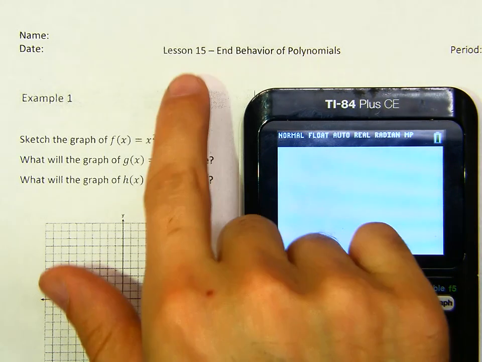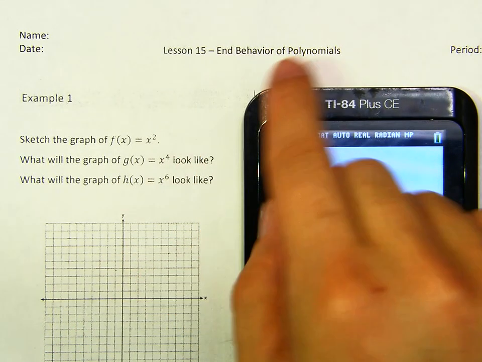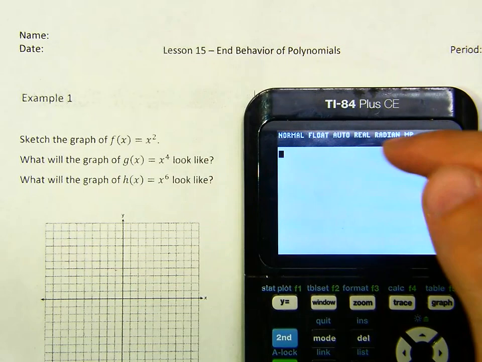Lesson 15, end behavior of polynomials. What does end behavior mean? We'll talk about it very soon.